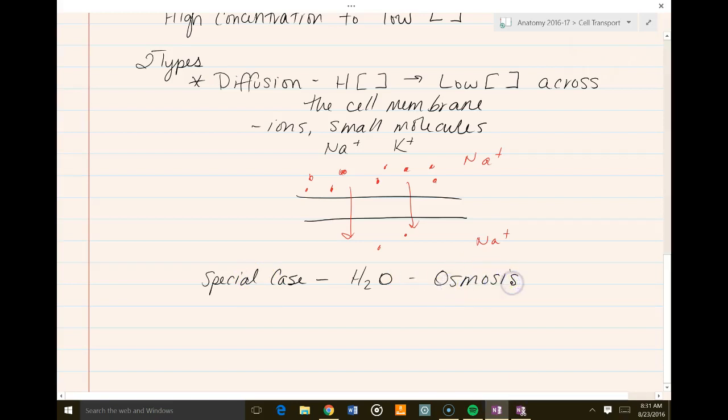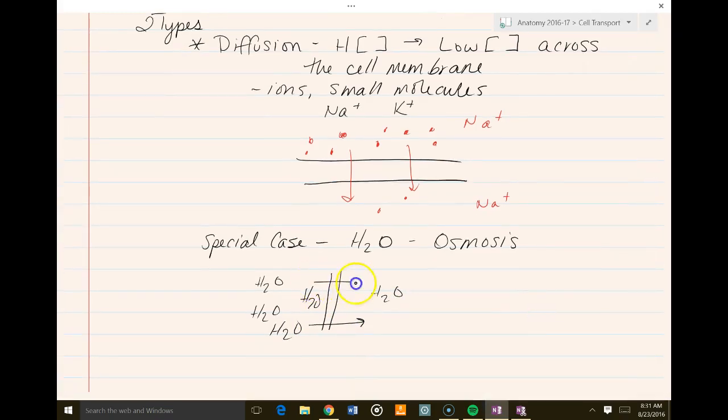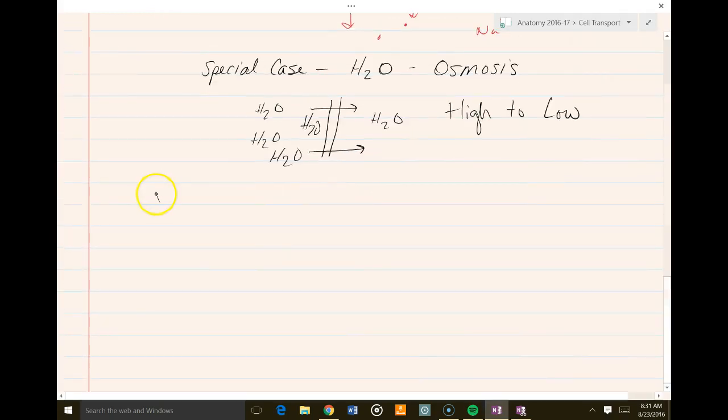So water will do the same thing. It'll move from a place where, say, if you have a membrane and you have a whole bunch of water molecules on one side, right, those are going to move to where there's a lower number of water molecules. So it's going to actually want to come into this particular area. So you're going to move again from a high concentration, always from high to low with diffusion. There's another type of diffusion that uses protein.